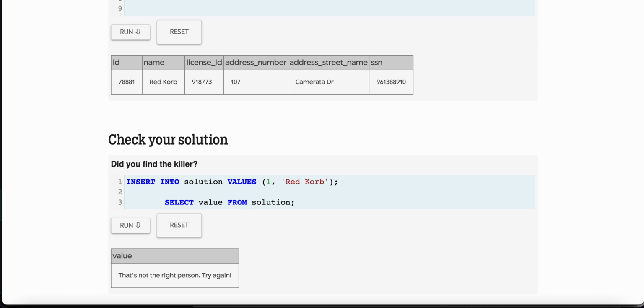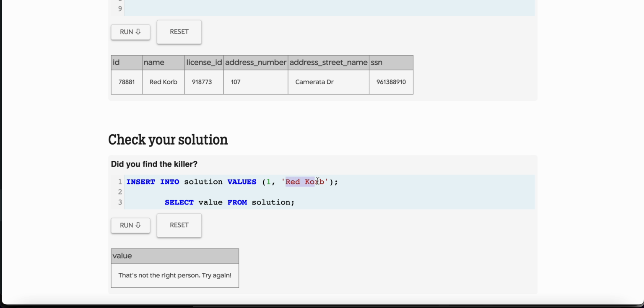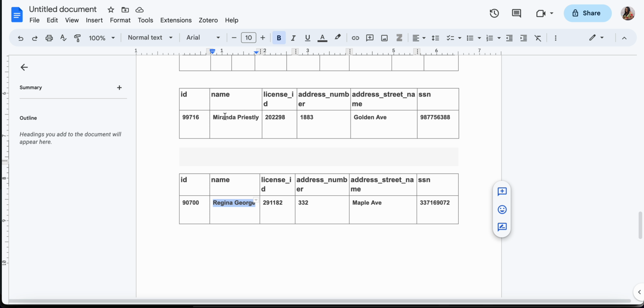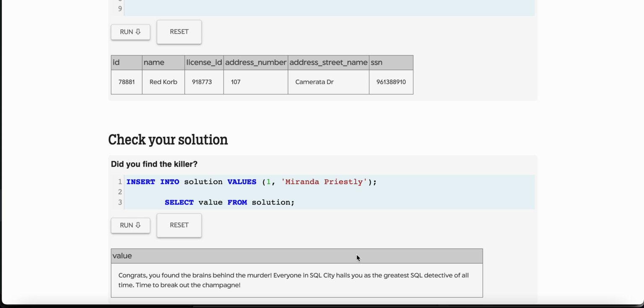That's not the right person. Okay, it's not Red Cup. Is it Regina George? Let's find out. Let's see. Is it Regina George? It's still not the right person. Could it be Miriam Presley? Is she the one that sent Jeremy to murder the person? Yes, so congratulations, you found the brain behind the murder.